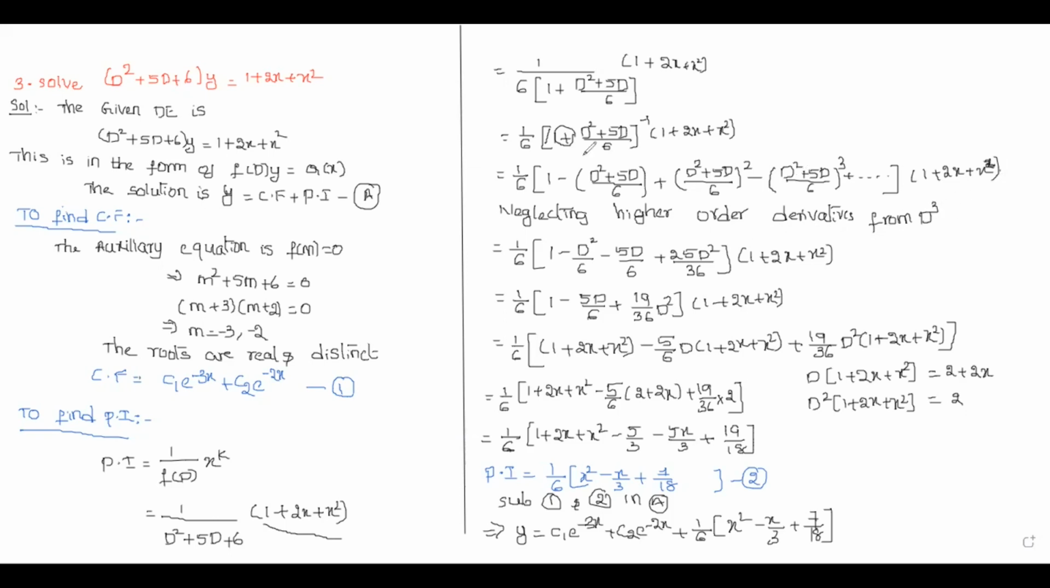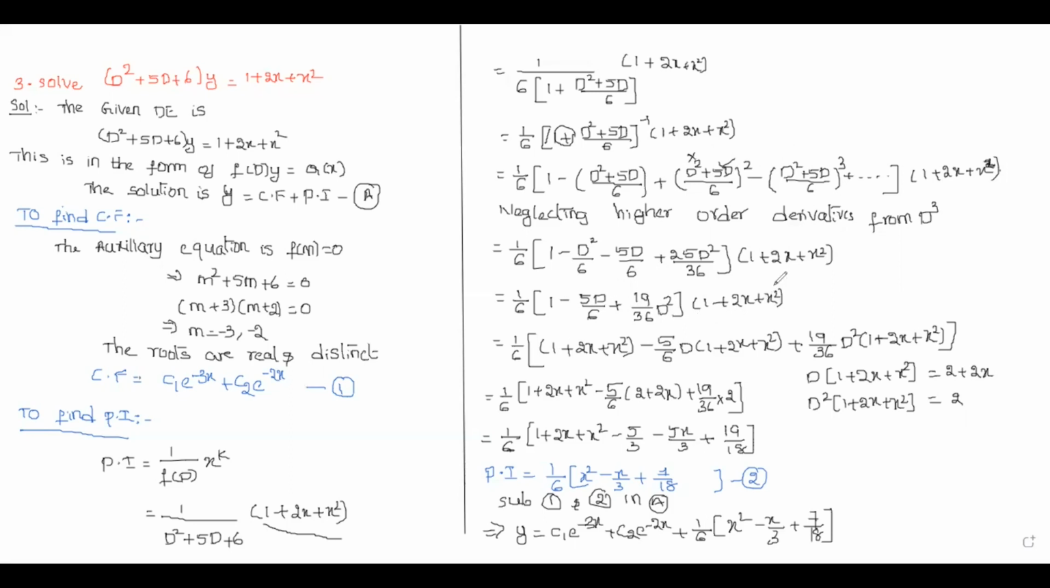Neglecting all the derivatives from D cube, we can get 1 minus, in the first term, D square by 6 minus 5D by 6. So in the second term, a plus b whole square. A square cannot be obtained because it is D power 4. B square can be obtained, which is nothing but 25D square by 36. 2ab cannot be obtained because it will be D cube. And here D cube terms also cannot be obtained. So into 1 plus 2x plus x square. So this is the main important step of our particular integral because you have to correctly choose the terms. So after simplification, it is 1 minus 5D by 6 plus 19 by 36 into D square.